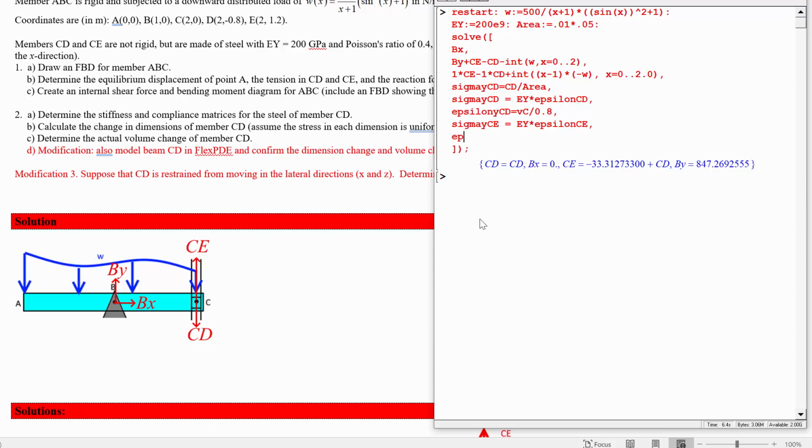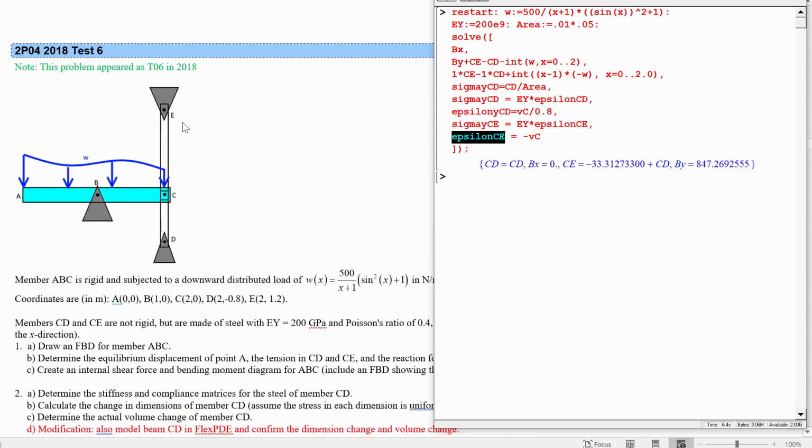epsilon CE is not related to VC, the upward displacement of point C. It would actually be related to the downward displacement of point C. So that's negative VC. Why is that? Because we're going to have a tensile strain in member CE if point C moves down, right? The other end of it is fixed at point E, so the amount that this moves down is going to be determining the tensile strain.